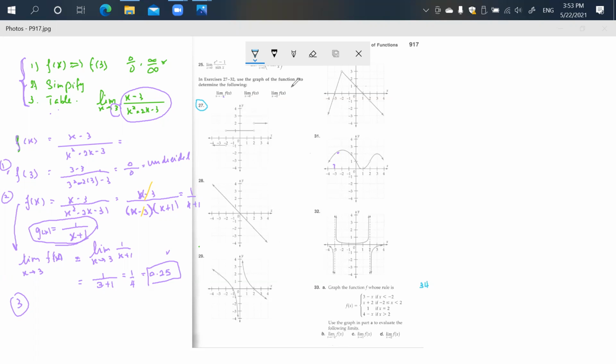For 27, use the graph of the function f to determine the following. They want you to find the limit of the function as x approaches what number? That is very small.